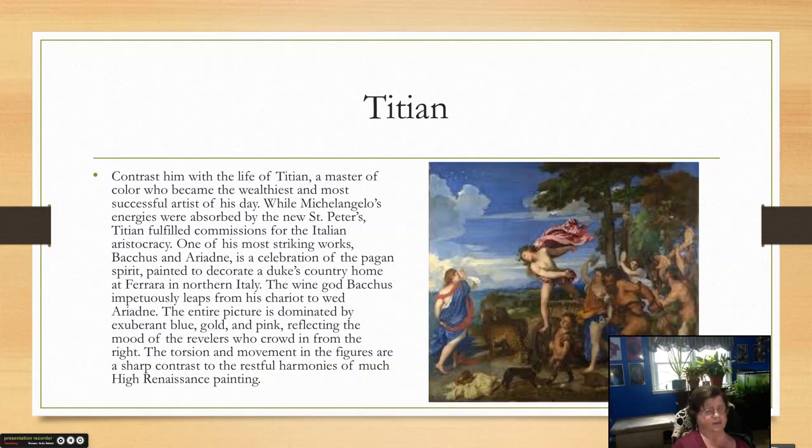The wine god Bacchus impetuously leaps from his chariot to wed Ariadne. The entire picture is dominated by this blue and gold and pink, reflecting the moods of the revelers who crowd in from the right. Torsion and movement of the figures are in sharp contrast to the restful harmonies of much of the High Renaissance paintings. So we have, you know, the Bacchus and all of this reveling and celebration. Look at all this mood, and it's got, again, a circular movement here going in and around.